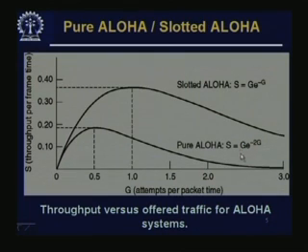S is equal to G times e to the power minus 2G, where S is the throughput, that means how much you are actually able to communicate successfully, and G is the attempts per packet time. So, this is the S versus G curve for pure Aloha, where about 18% is the maximum efficiency you can get. Slotted Aloha, where you can send only from the beginning of a slot time, has considerably better performance. Even then it comes to about 37%, and the formula is S equal to G times e to the power minus G.